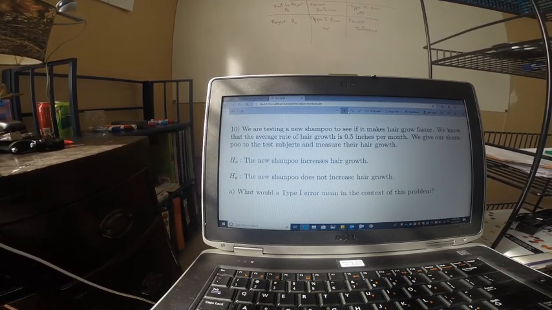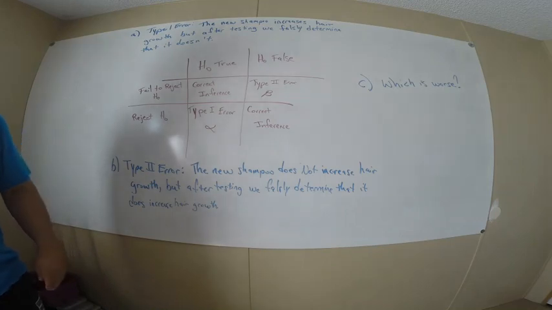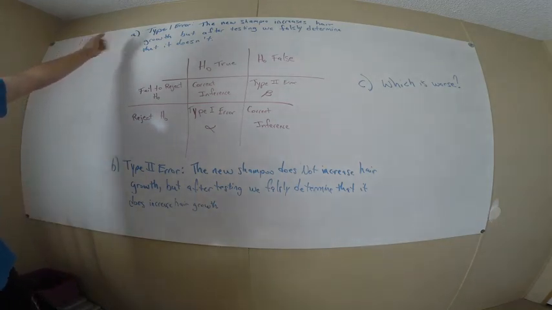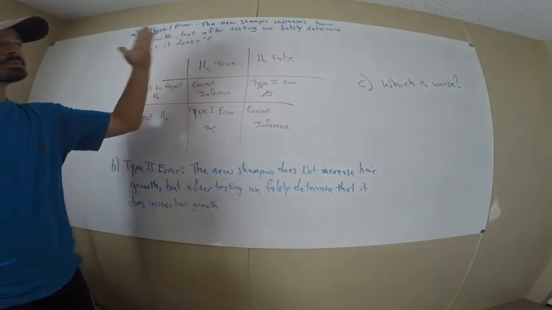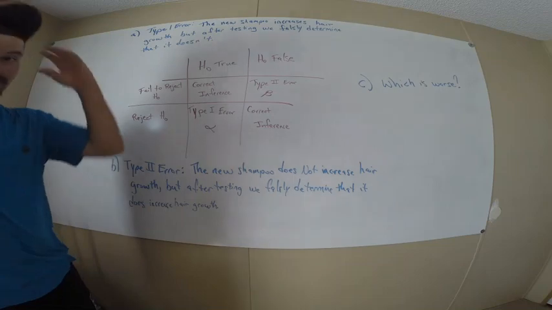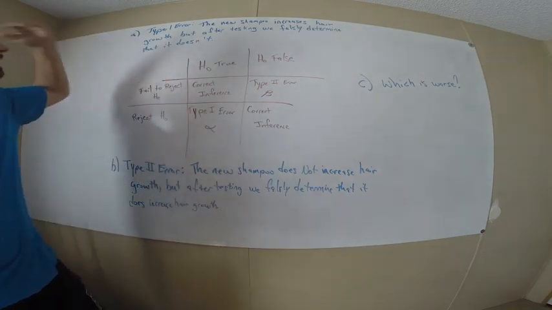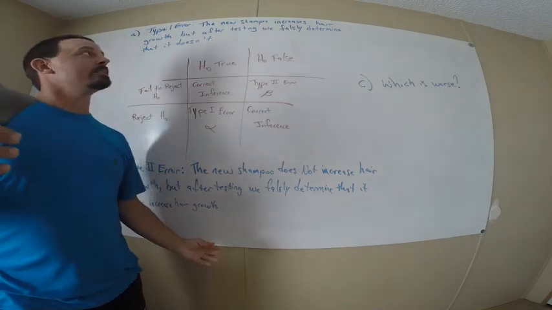And we will go through A, B, and C so you can kind of get a feel of how these type 1 and type 2 questions work. So, A on that problem says describe a type 1 error. Okay, so type 1 error in this problem would be that the new shampoo increases our hair growth. So our hair actually does grow out. Okay, I got a haircut, so I don't have much hair right now. But if I use this new shampoo, it would actually increase my hair growth.